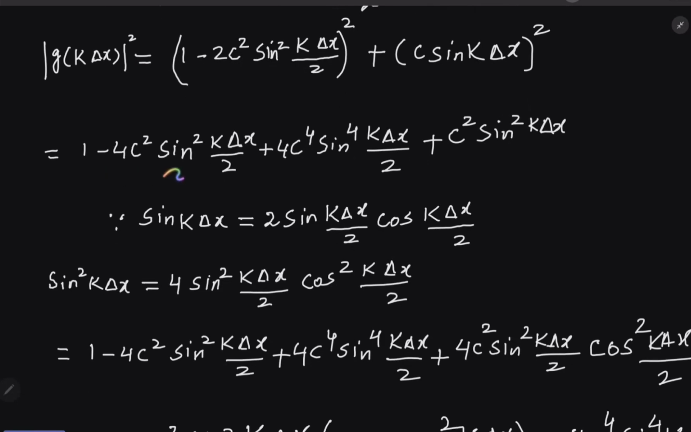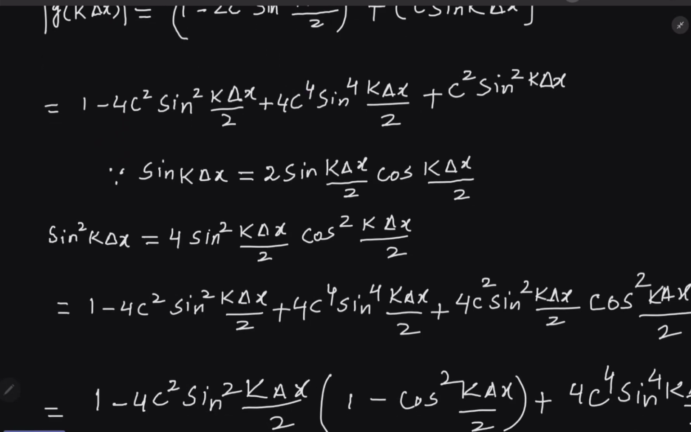After some simplification, you can apply the formula for a minus b whole square. And then you can see that we also have sine k delta x. Sine k delta x can be written as 2 sine k delta x over 2 and cos k delta x over 2. And we also take a square, so it becomes 4 sine square cos square, which is written over here.